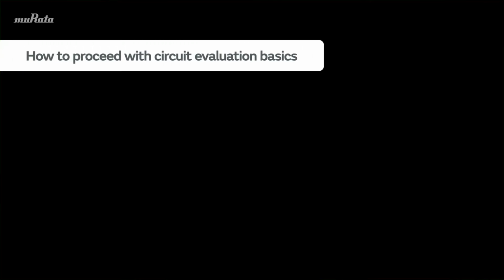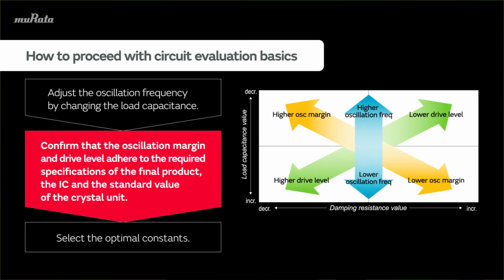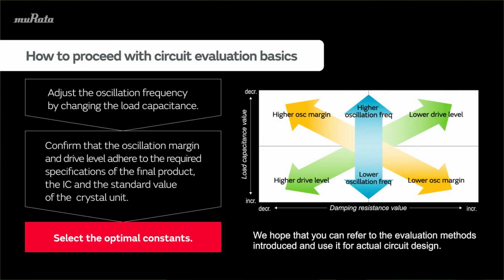This section describes how to proceed with circuit evaluation basics. First, adjust the oscillation frequency by changing the load capacitance. Confirm that the oscillation margin and the drive level adhere to the required specifications of the final product, the IC, and the standard value of the crystal unit. These steps for selecting the optimal constant are the basic methods for circuit evaluations. We hope that you can refer to the evaluation methods introduced and use it for actual circuit design.